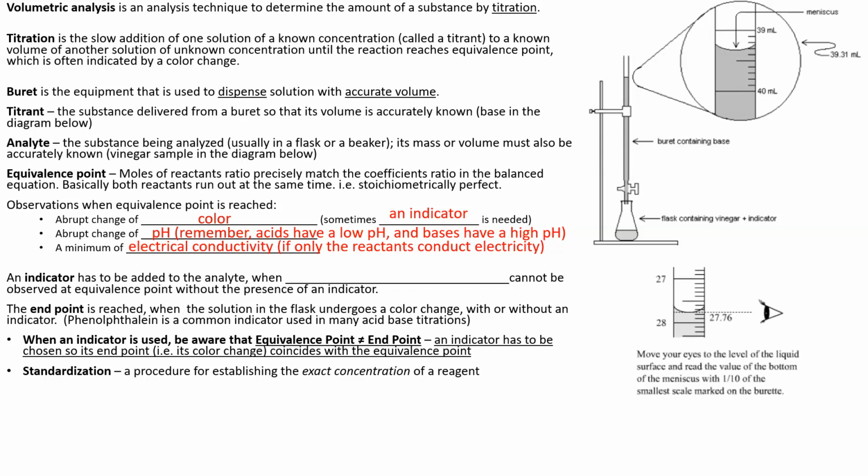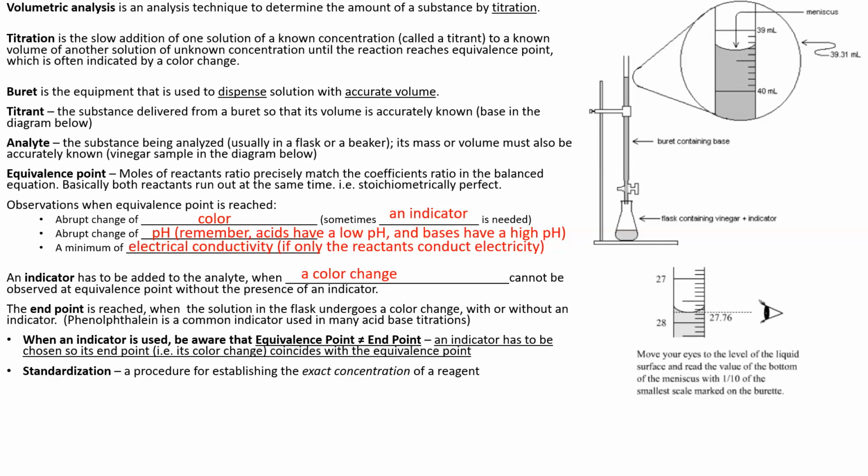An indicator has to be added to the analyte when a color change cannot be observed otherwise. All right, the end point is reached. So we talked about the equivalence point. That's when the moles of the reactants are exactly right, when there's no limiting reactant or excess reactant. But now let's talk about the end point. The end point is reached when the solution in the flask undergoes a color change, with or without an indicator, depending on the type of titration we're doing. Phenolphthalein is a commonly used indicator in many acid-base titrations.